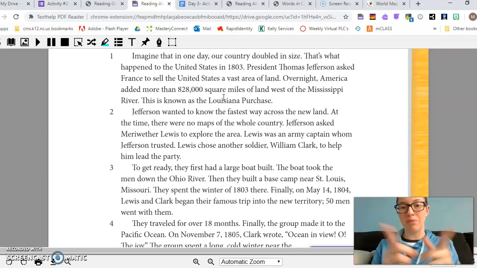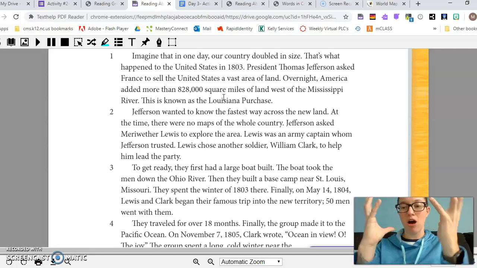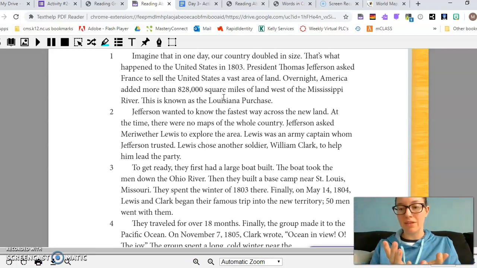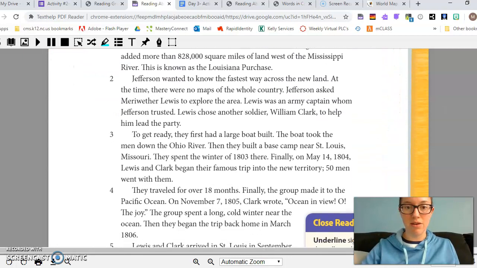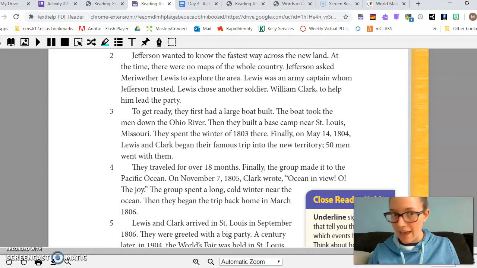So that Louisiana Purchase is when President Jefferson bought all that land west of the Mississippi River. That was in yellow right here. He bought it from the country of France. So now we're going to see what happened after that. Jefferson wanted to know the fastest way across the new land.